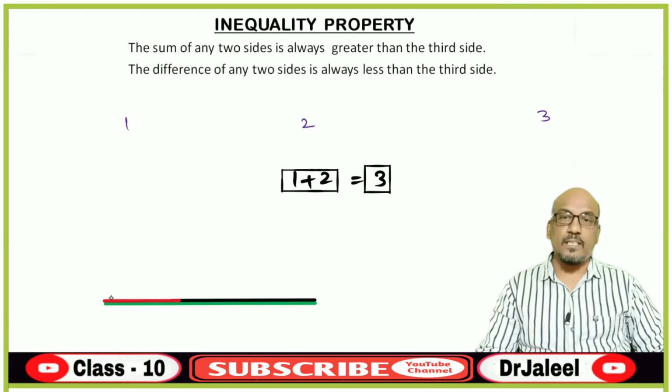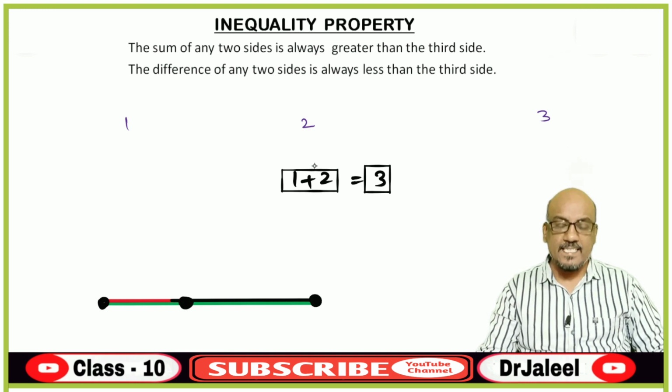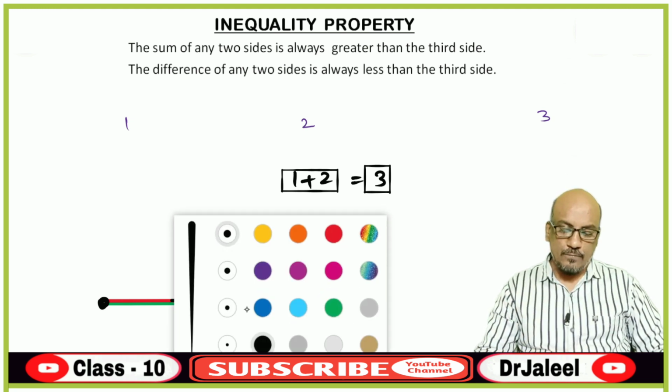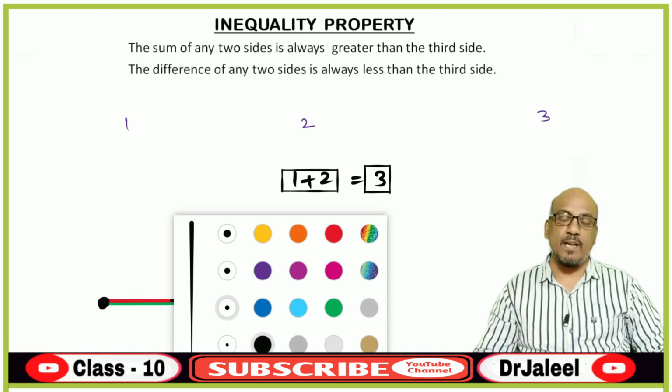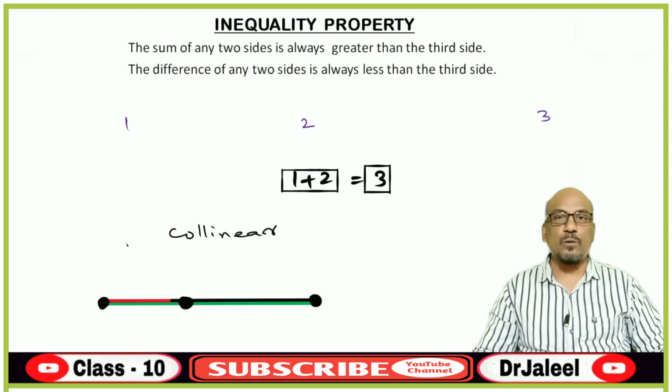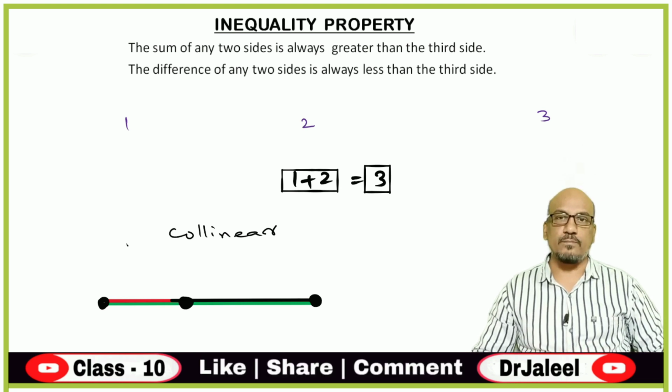Then there is something more to learn here. This is one endpoint, second endpoint, third endpoint. So when the sum of two sides is equal to the third side, all the 3 endpoints are on the same line. When the points are on the same line, they are called collinear. Collinear means the points which are on the same line. So here one more property we learned, that if the sum of two sides is equal to the third side, then all those 3 points are collinear.